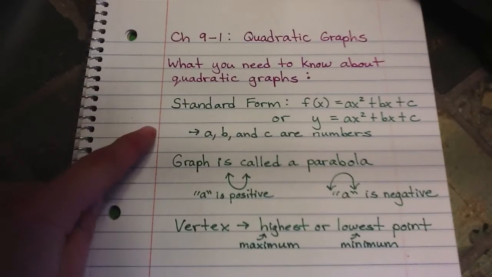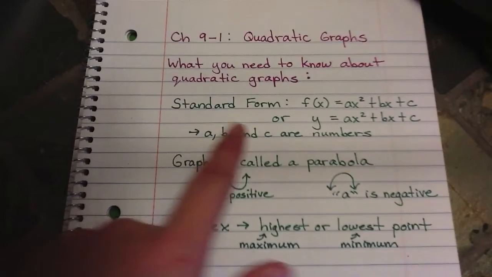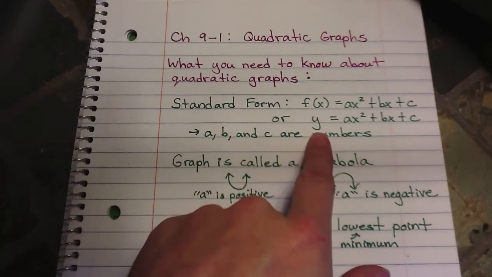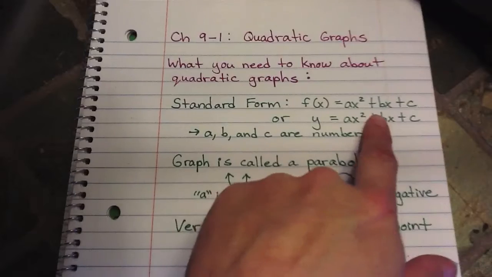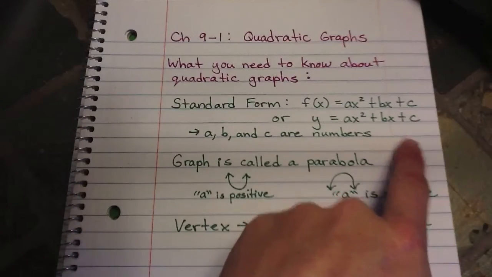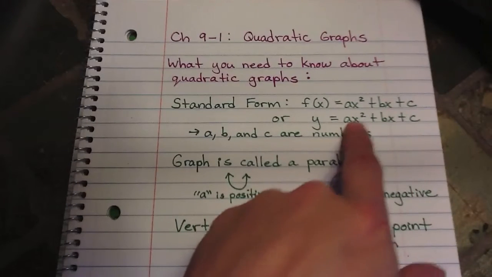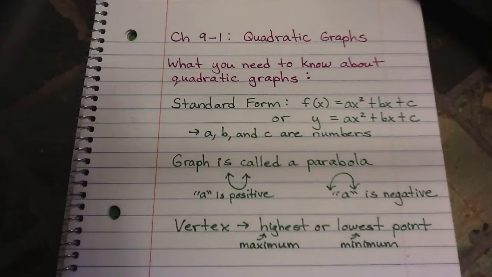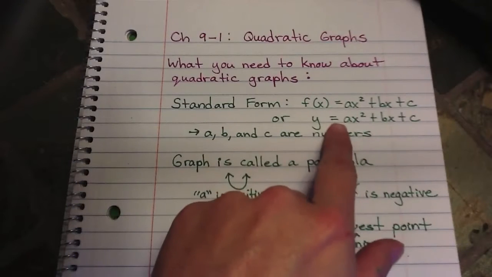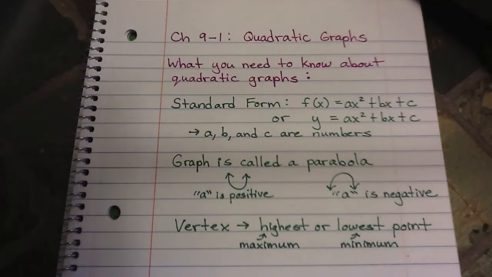What you need to know about quadratic graphs that we talked about today is that there's standard form, and we have f of x or y equals ax squared plus bx plus c, and you just need to remember a, b, and c are the numbers. So those are the coefficients and the constant. A is always going to be in front of x squared, b is always going to be in front of x, c will always be a constant, a number that doesn't have a variable with it.